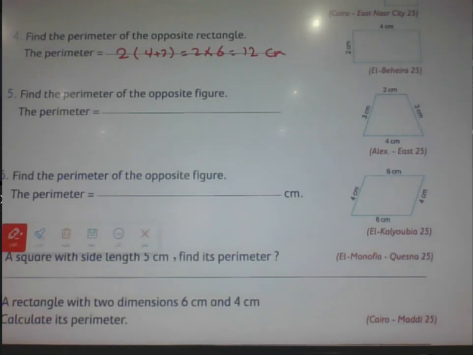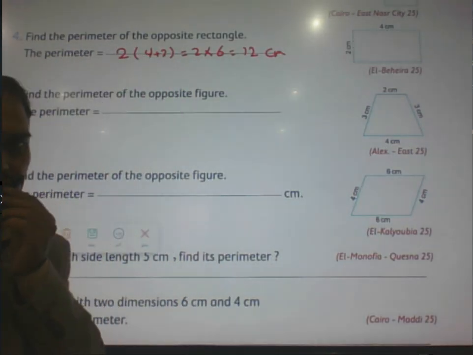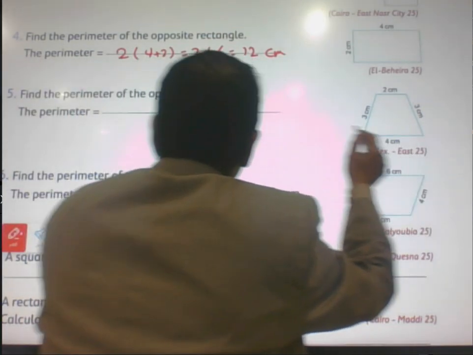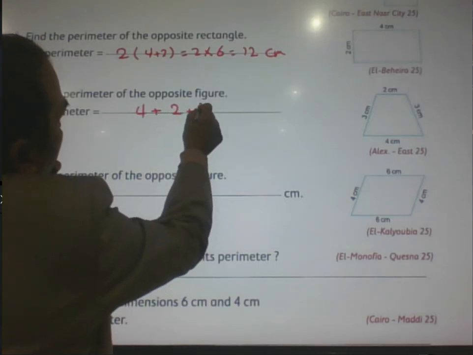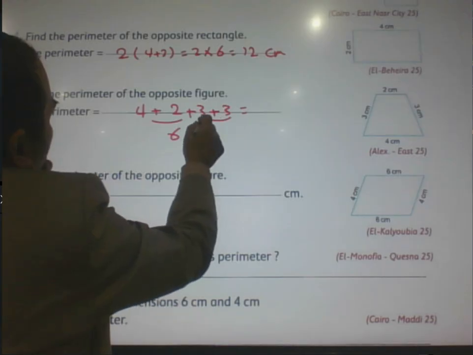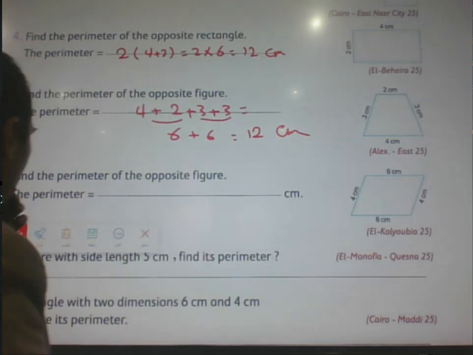And here we want to find the perimeter of the figure. We have a trapezium. We know this trapezium has only one pair of parallel sides. We can find the perimeter by adding all sides, right? 4 plus 2 plus 3 plus 3. 4 plus 2 is 6, 6 plus 6 is 12. And the perimeter equals 12 centimeters.